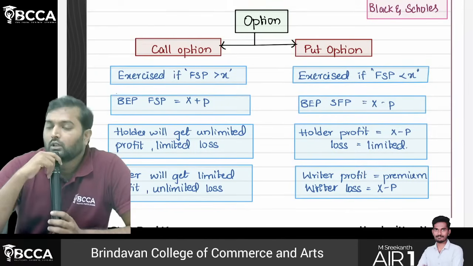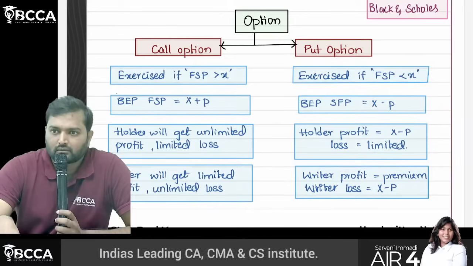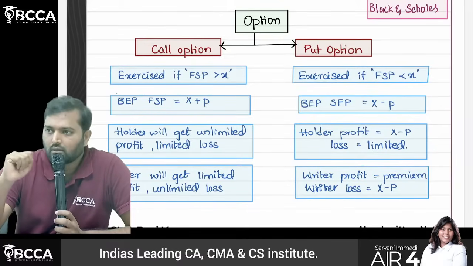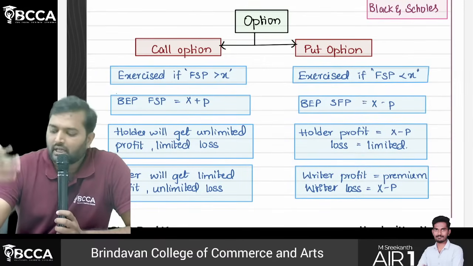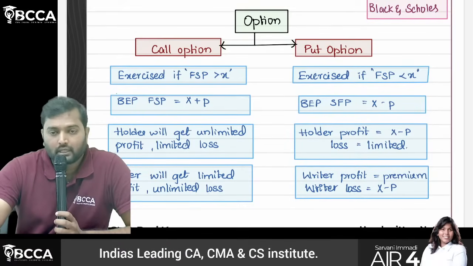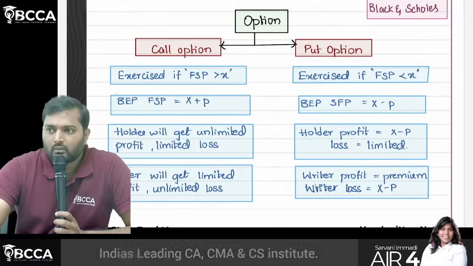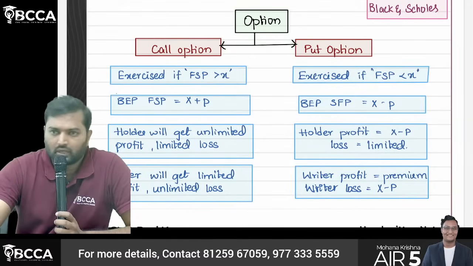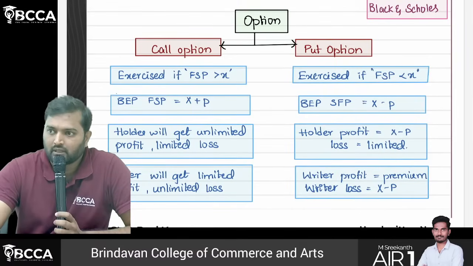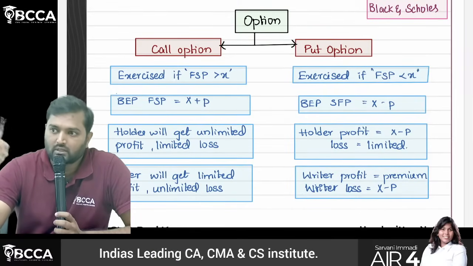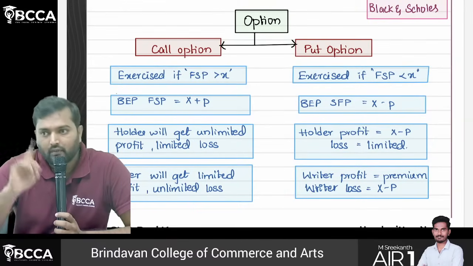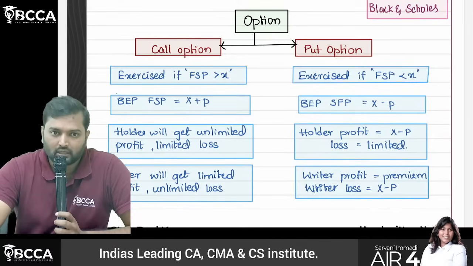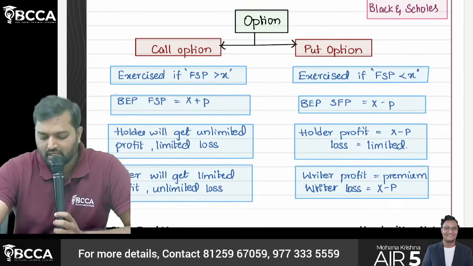The next is put option. A put option is exercised if FSP, the future spot price, is less than X. Put option means right to sell. Suppose I have a right to sell at 300, but in the market the price on maturity is 500. Will I exercise the put option? No, because the market price is 500 and it is better to sell in the market. But if the price on maturity is only 200 rupees, I will exercise the put option and sell at 300. So a put option is exercised if FSP is less than X.